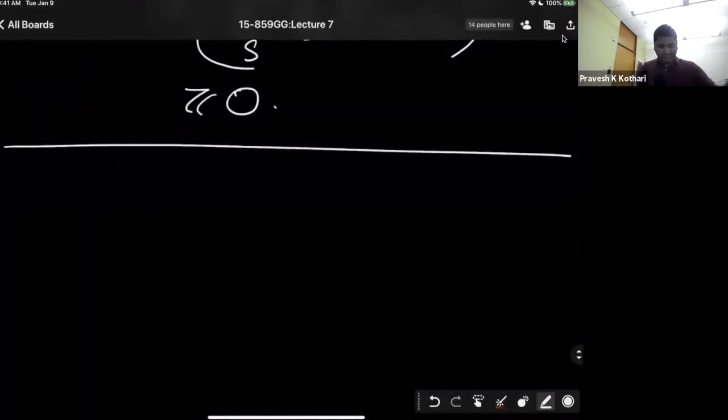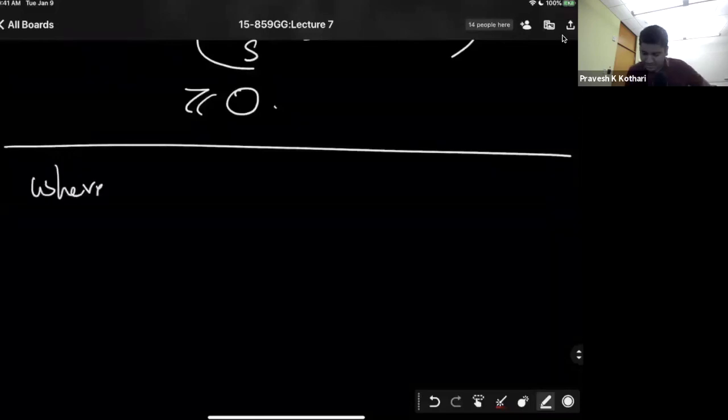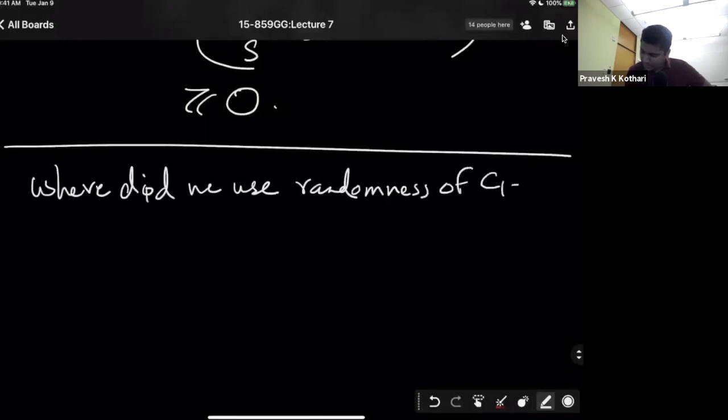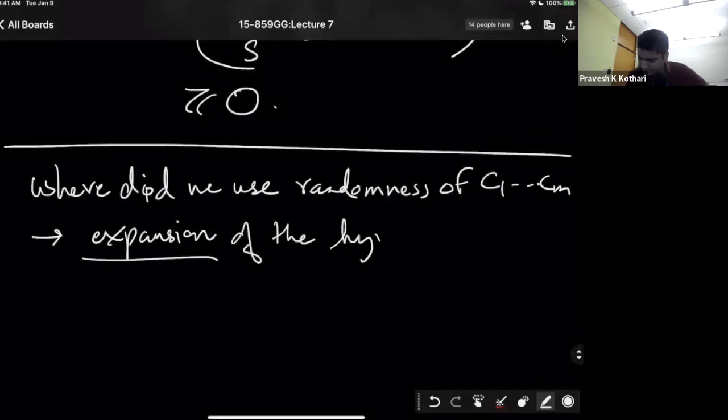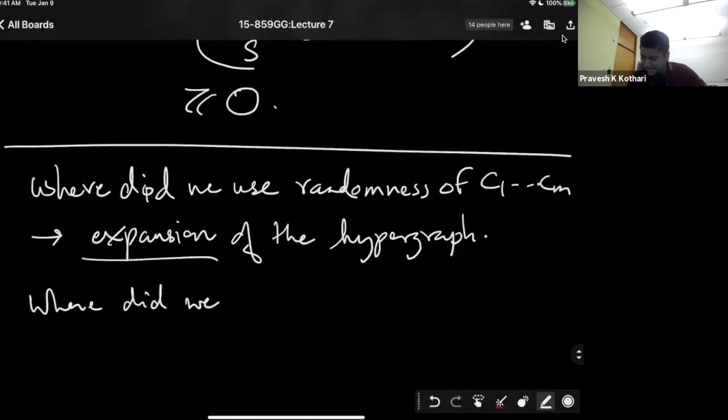So let's first understand what did we use about the instance and where did we use it? Where did we use the randomness of the clauses, of the sets of variables that appear? Well, we used it to prove expansion of the resulting hypergraph, right? Well, we claimed it, we didn't prove it today. So randomness in the choice of these size k sets is important to prove the expansion of the resulting hypergraph.